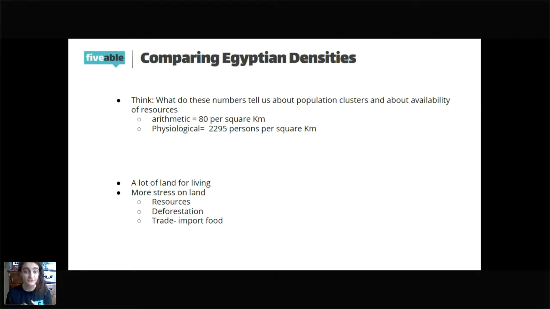80 people per square kilometer is not a big number. But the high physiological density tells us that there is so much stress on the land. That can lead to problems like the lack of resources and deforestation, because the land needs to produce so much food. That might result in Egypt needing to trade and import food from outside because they're not able to produce enough food themselves.